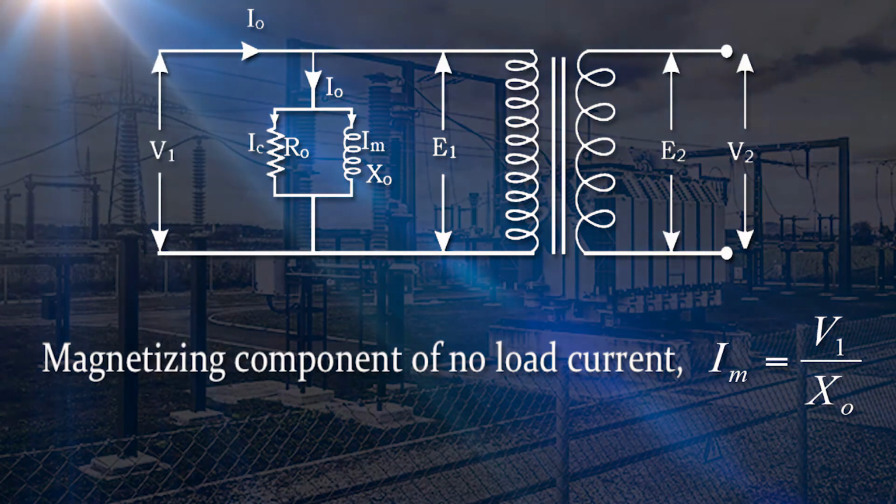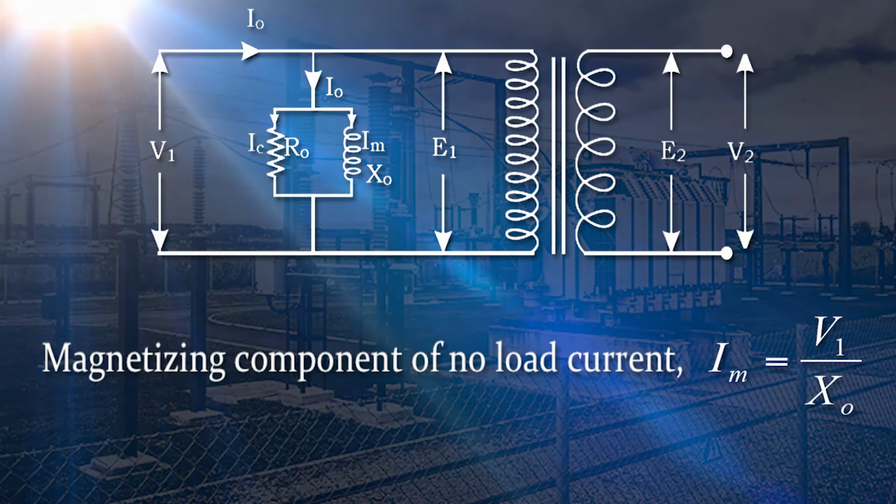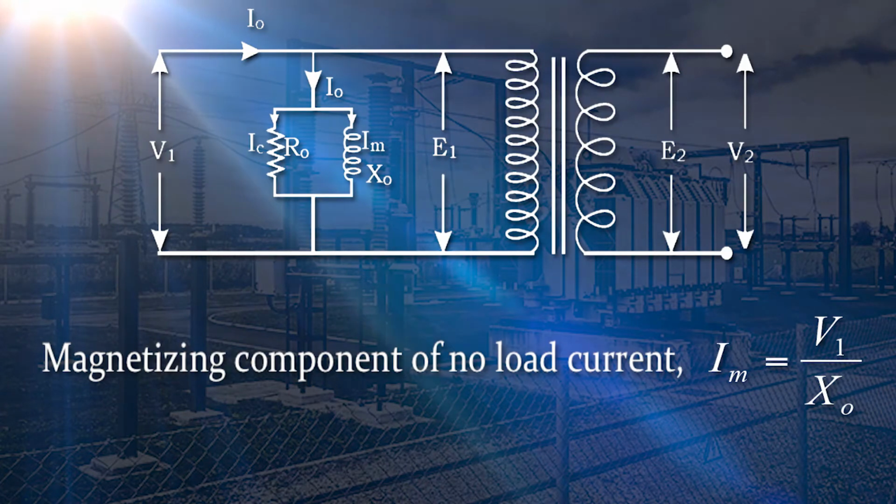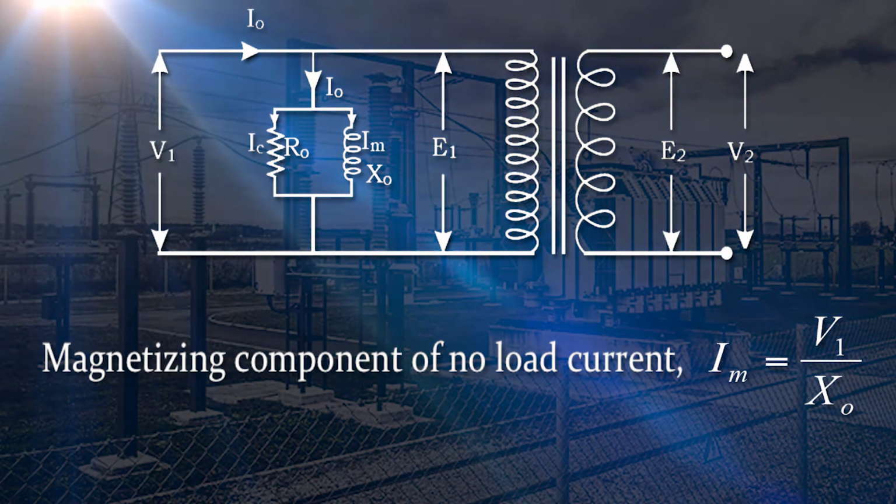It is denoted by I suffix M. So what is the voltage across this X naught? Voltage across X naught is also V1, that is the supply voltage. So this magnetizing current at no load, which is Im, can be written as V1 upon X naught, where V1 is the supplied voltage and X naught is the reactance of the core at no load.